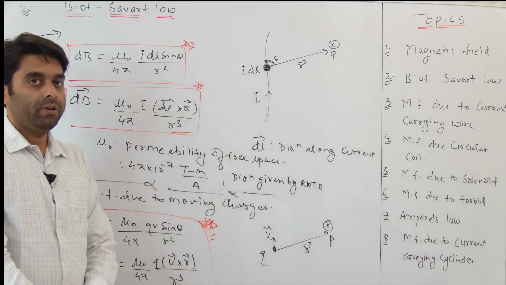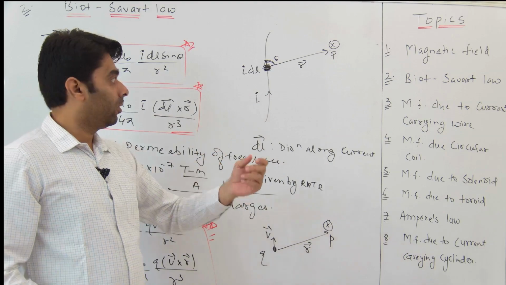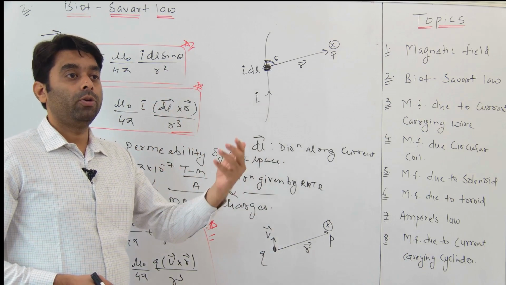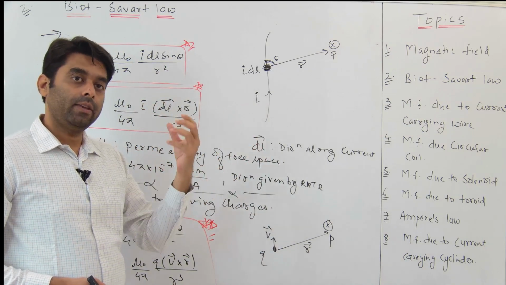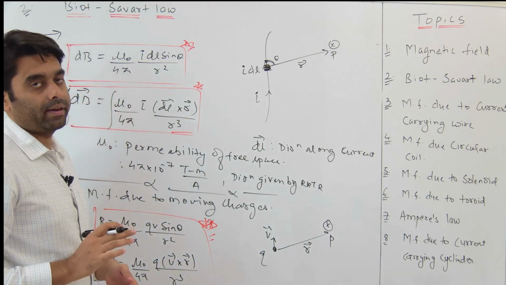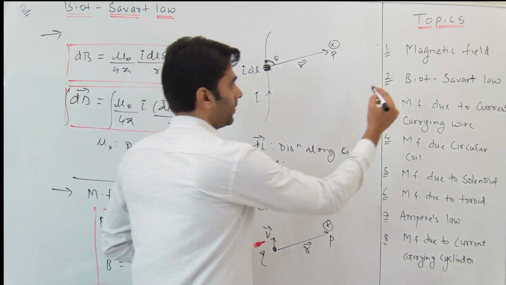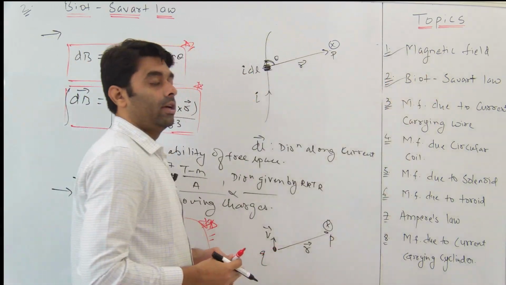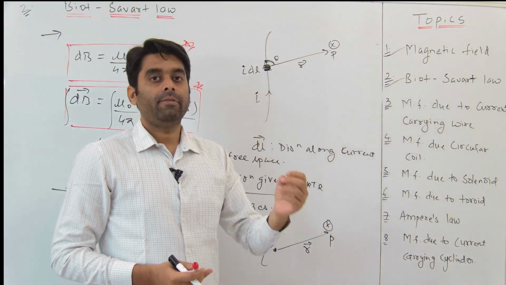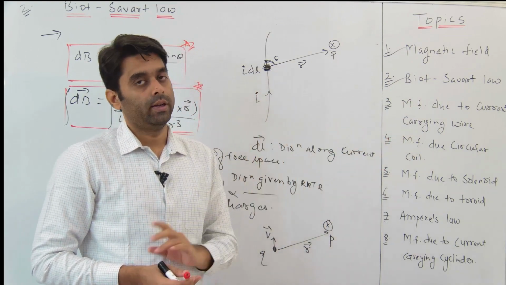Fine. So right now we have discussed Biot-Savart law, which gives us magnetic field due to a small element. What if we have to find out due to large wires? Then in that case we will be integrating these results and then finding out magnetic field. So we'll see next the application of Biot-Savart law. That is, magnetic field due to current carrying wire: finite wire, infinite wire, semi-infinite wire, and magnetic field due to circular coil.